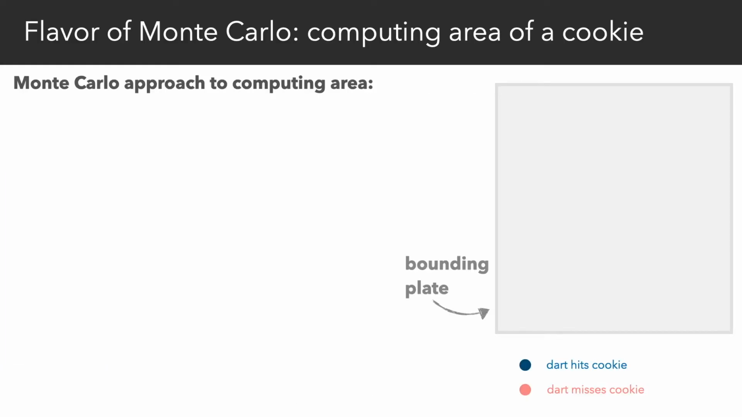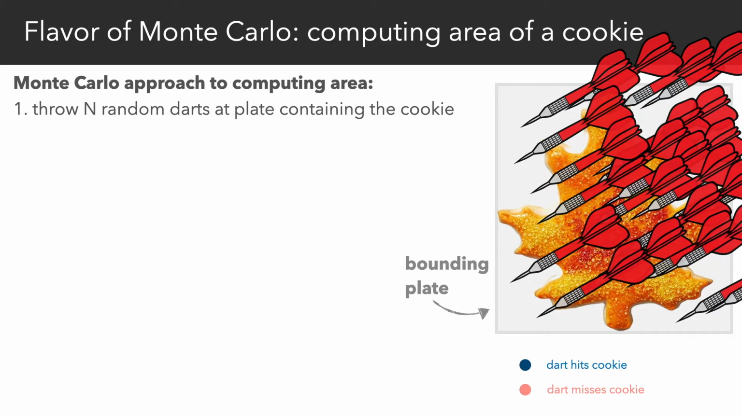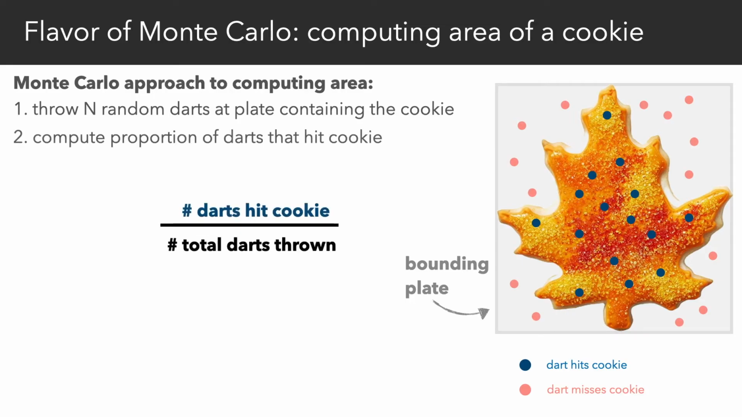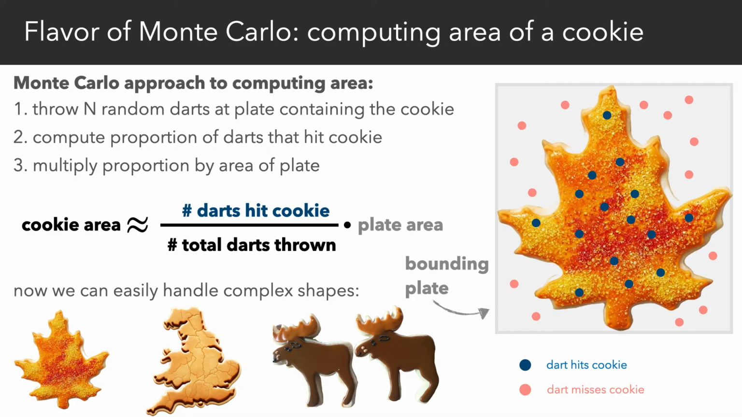An alternative approach to measuring area is to approximate the area by throwing darts. So specifically, we place our cookie on a plate whose area is easy to measure, and then next we throw a bunch of darts at the plate, and we count how many of them hit the cookie. The percentage of darts which hit the cookie represent the portion of the plate which the cookie occupies, and this gives us a really simple way to compute area. We just multiply the occupied portion of the plate by the total plate area. This algorithm works for any shape, and so we can use it to measure the area of any cookie.